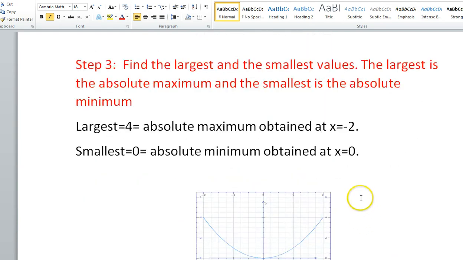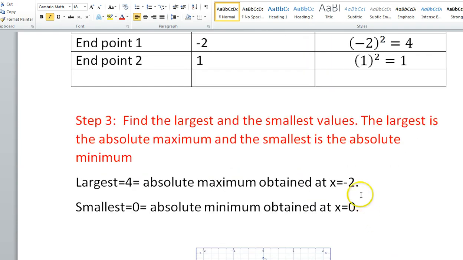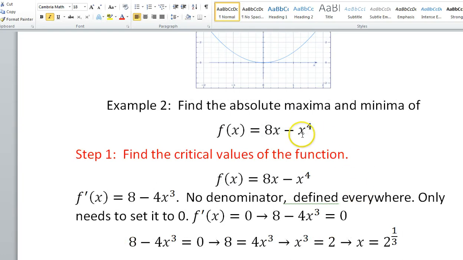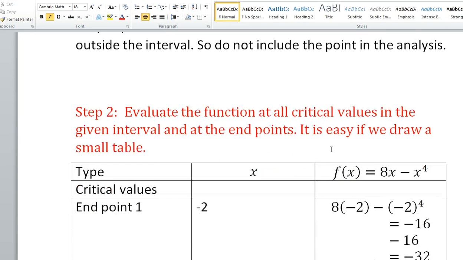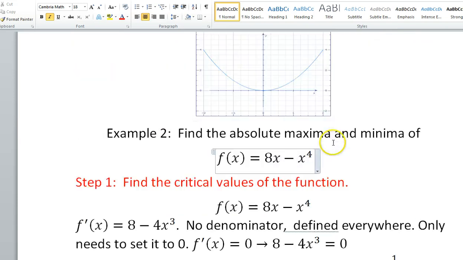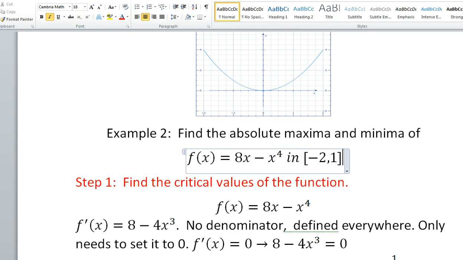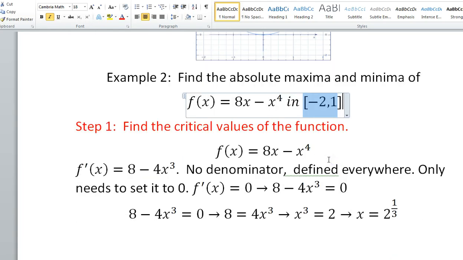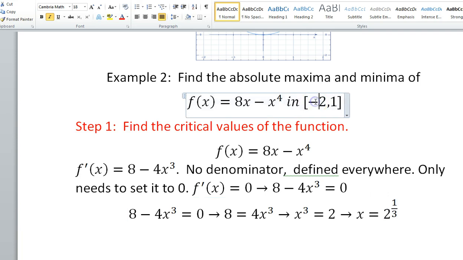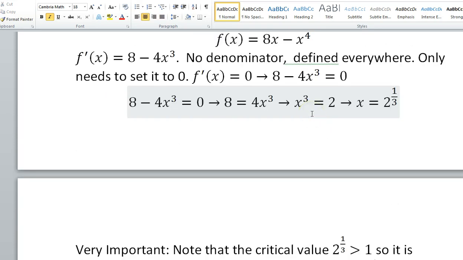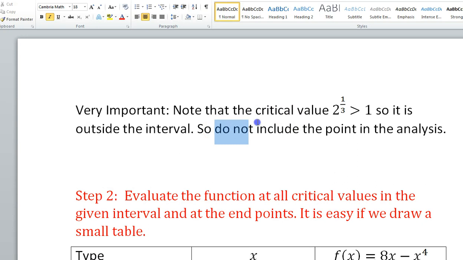However, look at the interval. The interval that we are concerned about is actually what? Oh, I should have put the interval here. Okay, -2 and 1. How did I drop that? I'm sorry. So the interval is -2 to 1. If you look at this interval, this value which is greater than 1 definitely is not in the interval, and if it is not in the interval you do not consider that as a critical value, so you do not include that value.